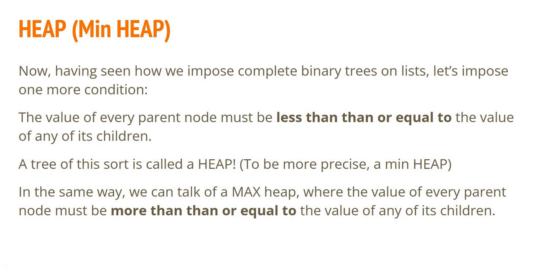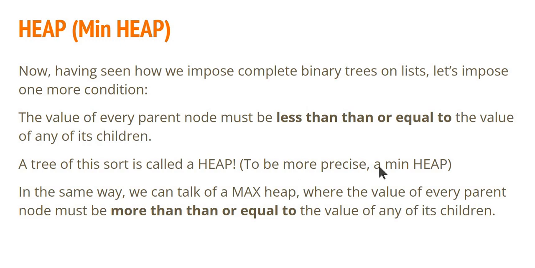We have been talking about imposing complete binary trees on lists. Having done that, having studied that carefully, seen the consequences of that, basically the indexing between parent and the children nodes, let's impose one more condition. Let's say the value of the parent node, not the index, notice, the value of the parent node must be less than or equal to the value of any of its children. If this condition is also satisfied, the tree that results is what we call a heap.